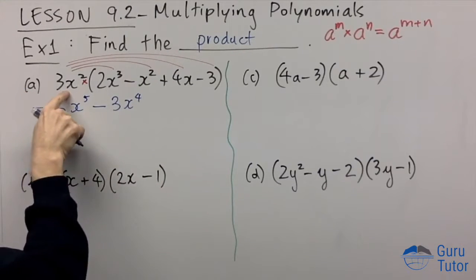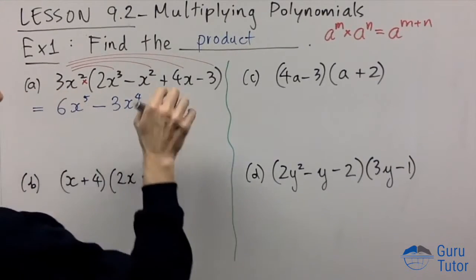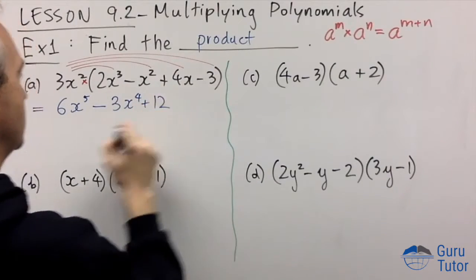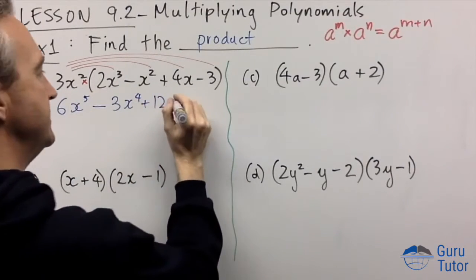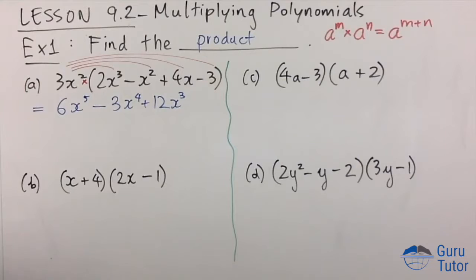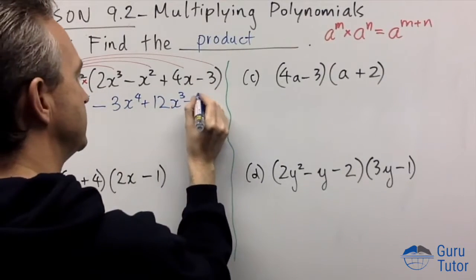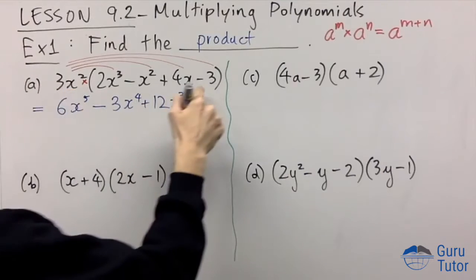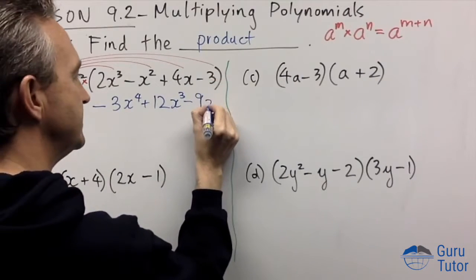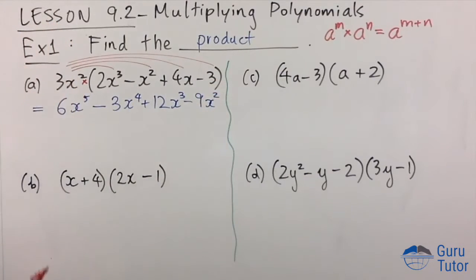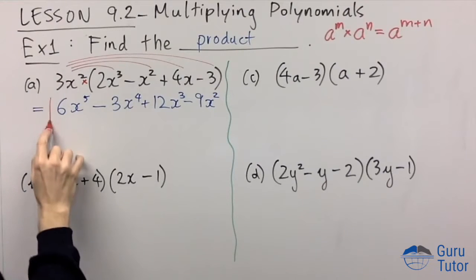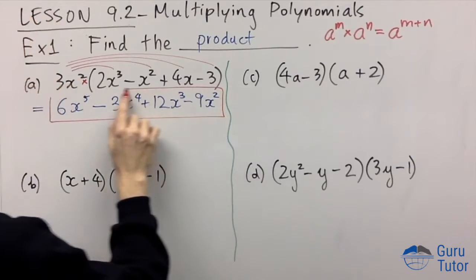Next one, 3x squared times 4x. So 3 times 4 is 12. X squared times x is x cubed. And 3x squared times minus 3. So 3 times minus 3 is minus 9. X squared times x to the 0 is just x squared. Okay, so for question A here, this is our answer. We can't go any further.